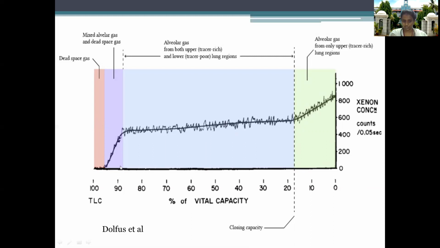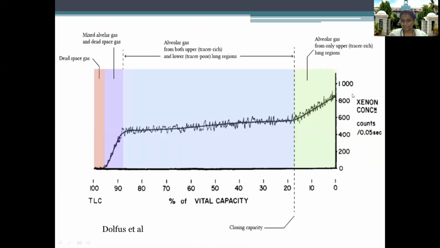In phase 2, the gas coming out is a mixture of gases from the dead space as well as the alveoli. Phase 3 shows that the graph tends to plateau a little bit. Here we have alveolar gas from both the upper alveoli as well as the lower lung regions.